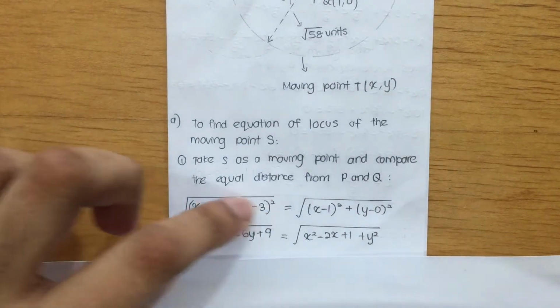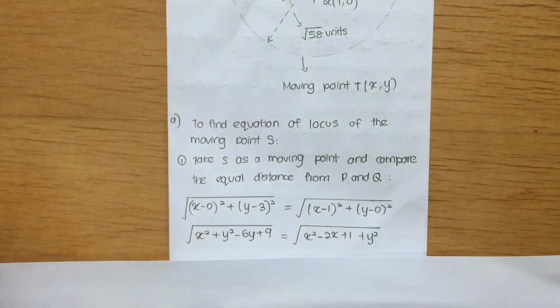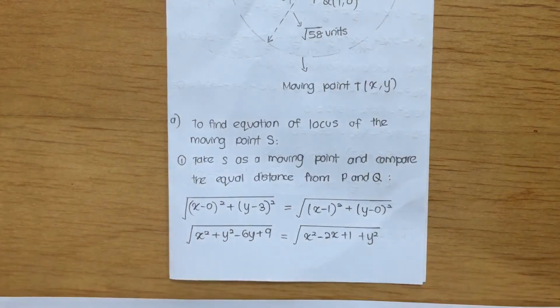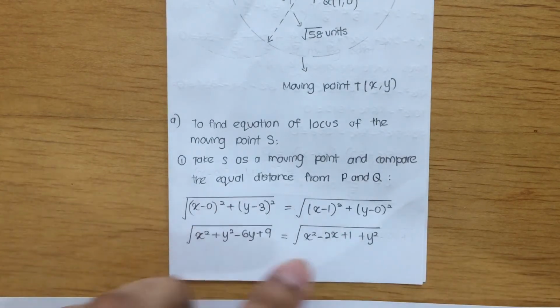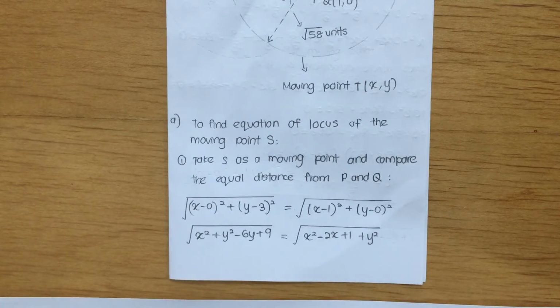So from here, you expand the bracket, you should get x² + y² − 6y + 9 equals the square root of x² − 2x + 1 + y². So from here, how are we going to continue, guys? What you're going to do is square both sides of the equation to eliminate the square root. I'm going to show it on the next page. So please hold on.